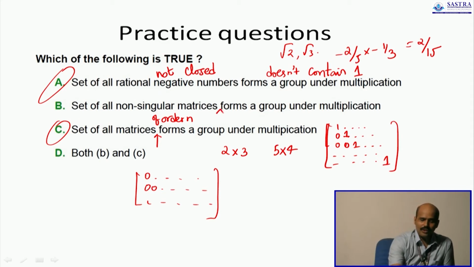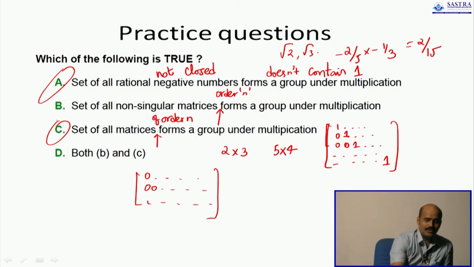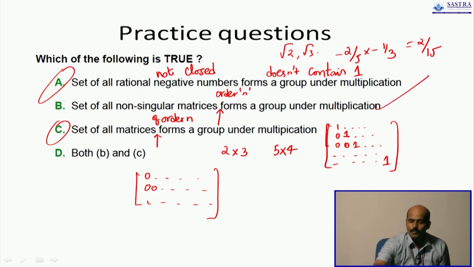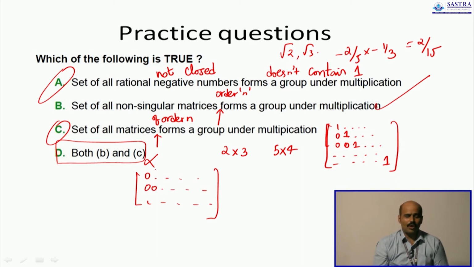Set of all non-singular matrices of the same order, of the order n, actually forms a group under multiplication, because it will remain closed, the operation will be associative, the identity matrix is there, and since the matrices are non-singular, we will be able to identify an inverse for every matrix A of order n. Therefore option C is incorrect, option A is incorrect, only option B is correct, therefore option D is also incorrect. Option D says both B and C are true, we already saw that C is false, therefore only option B is right.